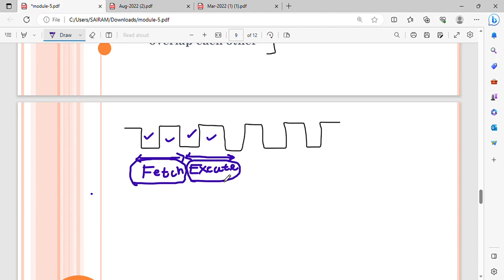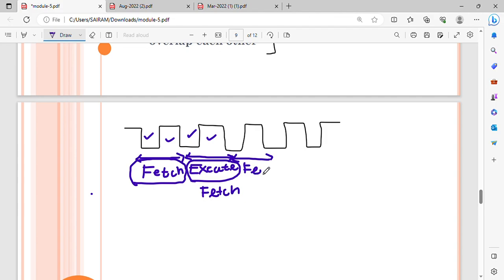This is fetch, this is execute. So here the fetched instruction gets executed, and while it is being executed, what is going to happen is that your second instruction will get fetched, right? Your second instruction will get fetched, and when your third instruction is getting executed, from here to here what happens is the next instruction fetch happens again.